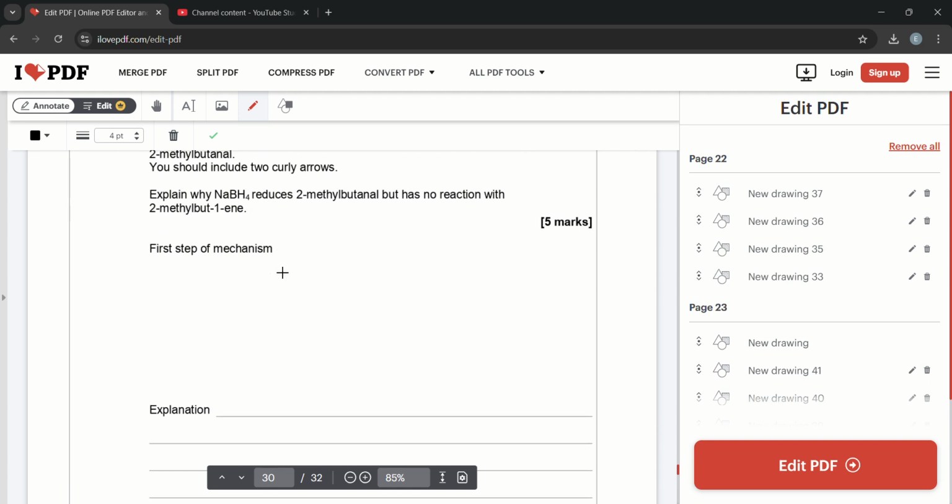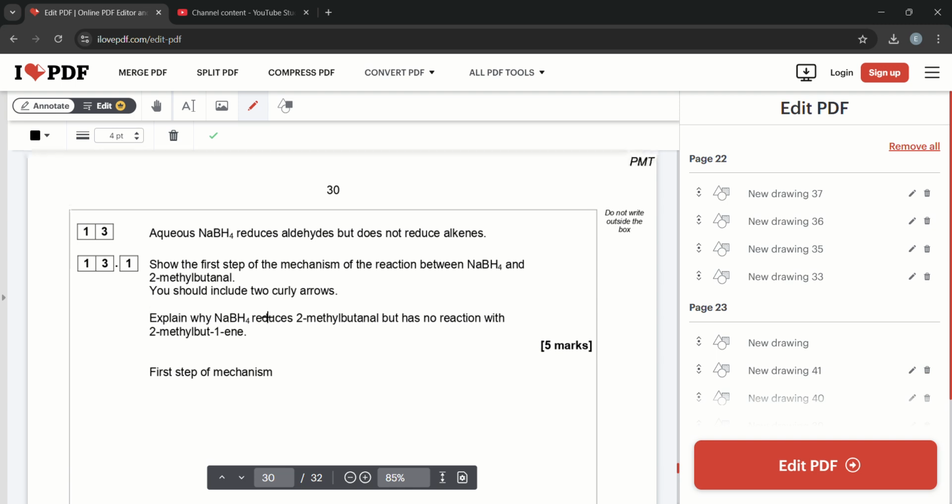So, first step of the mechanism, let's draw out 2-methyl-butanol. Probably the hardest step, because you either know the mechanism or not, and if you know the mechanism, the hardest step is drawing out the molecule, and then you already know where the curly arrows should go because you know the mechanism off by heart.